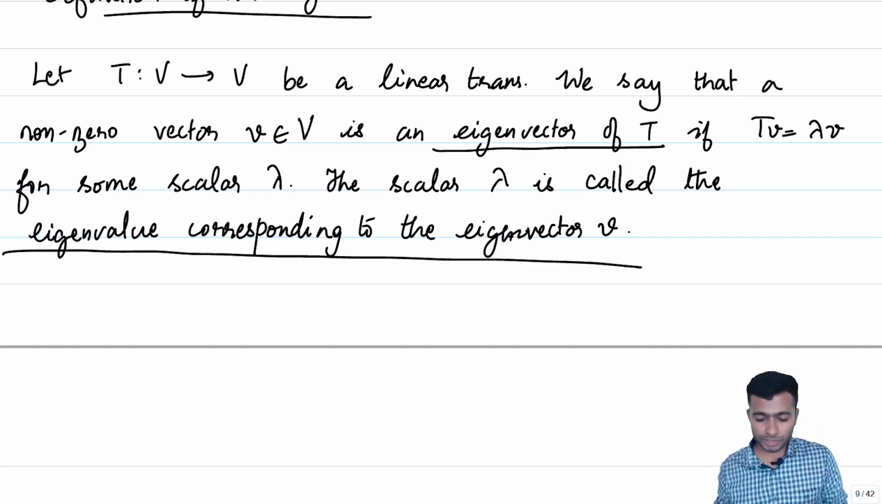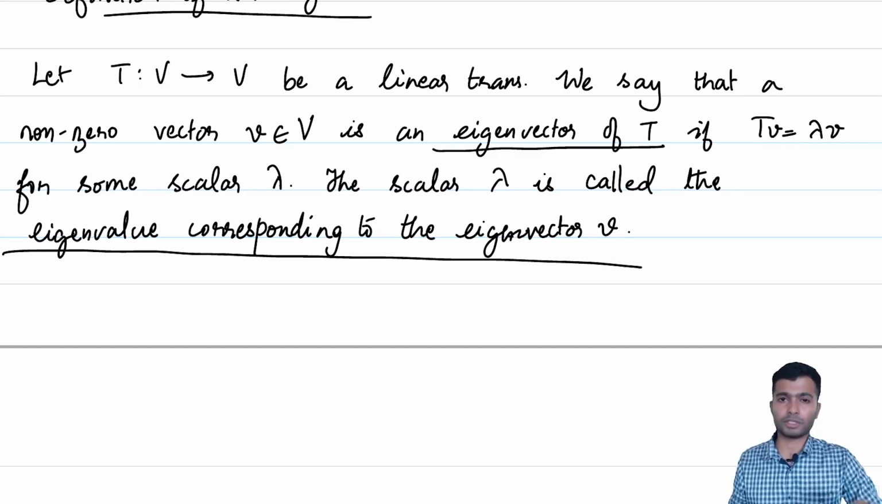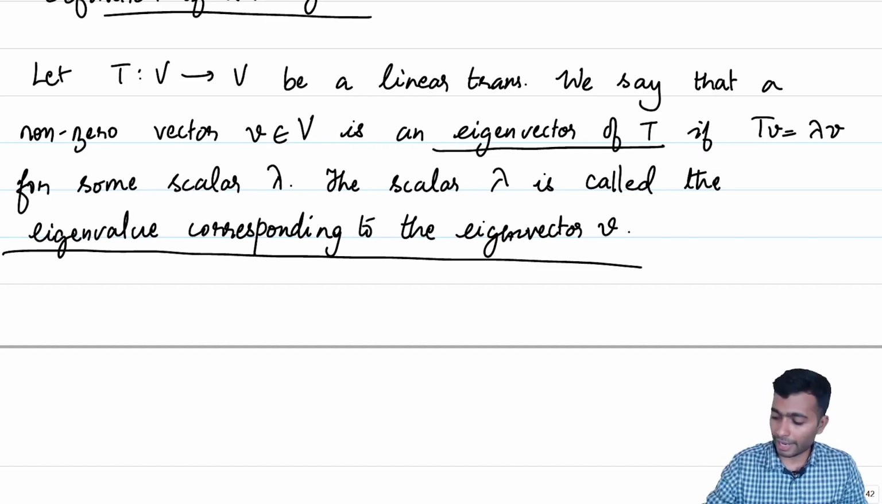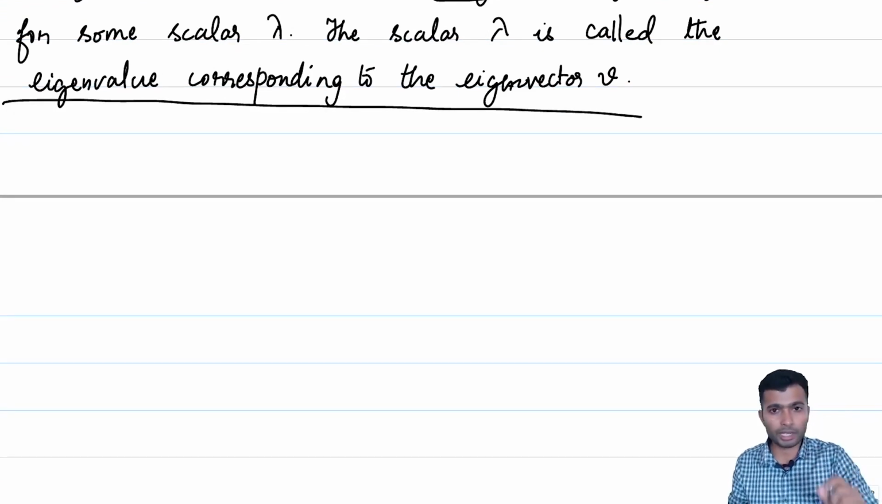So, we have defined two objects here. One is the notion of an eigenvector, which is basically a non-zero vector in the given vector space which is dilated by our linear operator, and the second one is the eigenvalue, which is the degree to which it is getting dilated, or in other words it is the scalar lambda such that T(v) is equal to lambda times v.